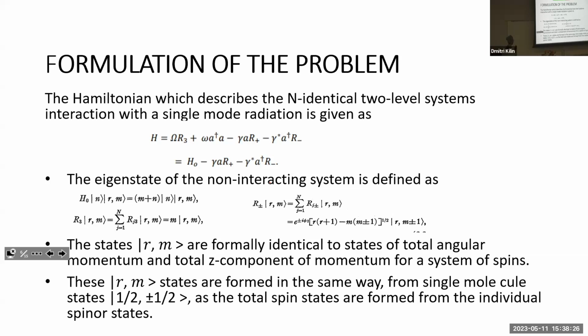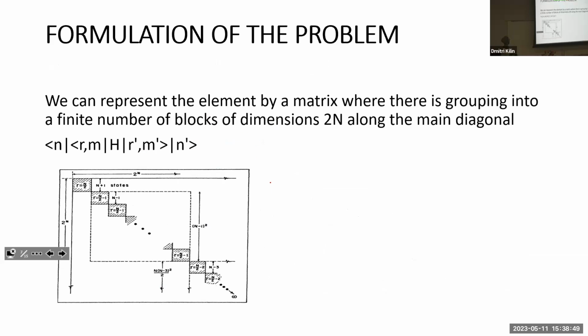Okay, thank you. So this is what I explained, that these states here are formally identical to the states that we have for the total angular momentum and the total z component of momentum for a system of spin. And the Dicke states are formed in the same way from single-molecule states, spin up, spin down.